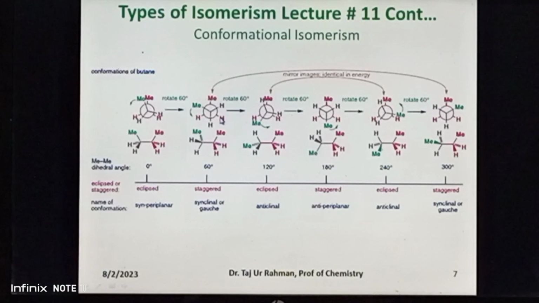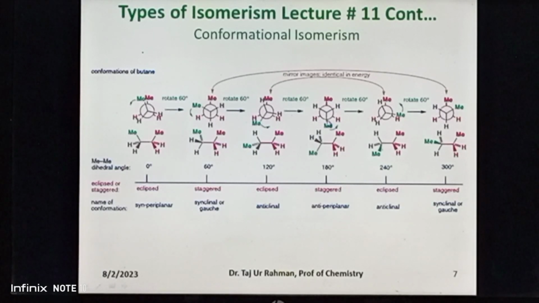Now look at the remaining three staggered conformers of butane, that is this one, and this one. Among these three staggered conformers of butane, this one with dihedral angle of 180 degree is called anti-staggered conformer of butane.